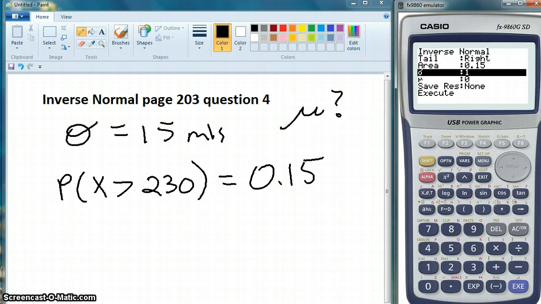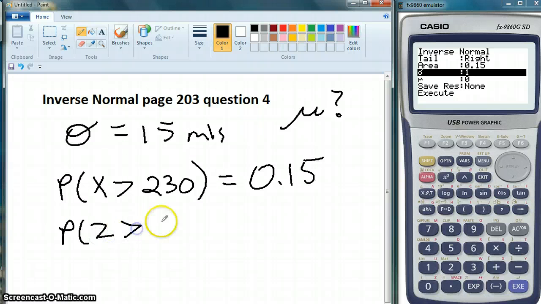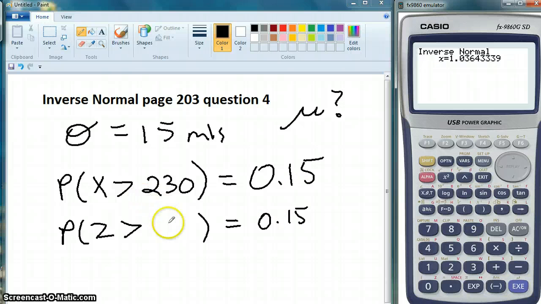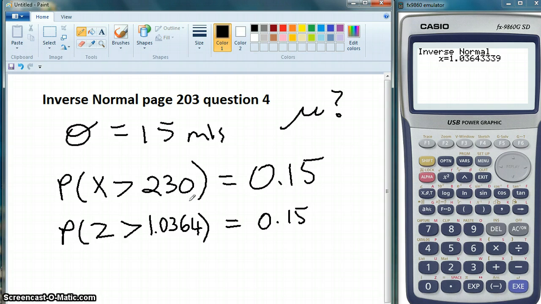So what I do is I use the standard deviation of 1 and the mean of 0, and that gives me my Z value. So what I'm going to write here is the probability that Z, so that's the normalized thing, is greater than something equals 0.15. So when I execute this, I get my Z value of 1.0364.